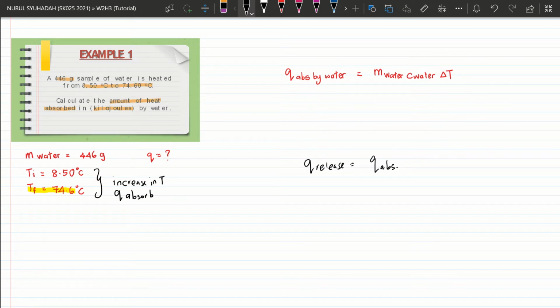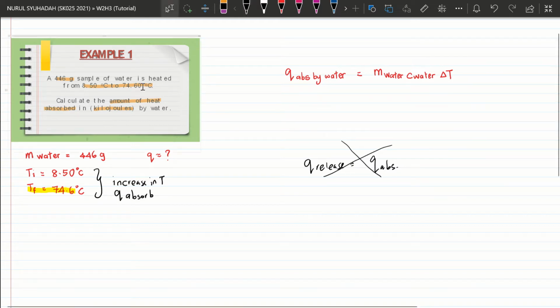It will be vice versa. If the initial temperature is higher than the final temperature, this means that the system has lost its heat, meaning heat is released. So for this question, heat is absorbed. Okay, next, do we need to use this equation for this question? No, we don't have to use this equation.